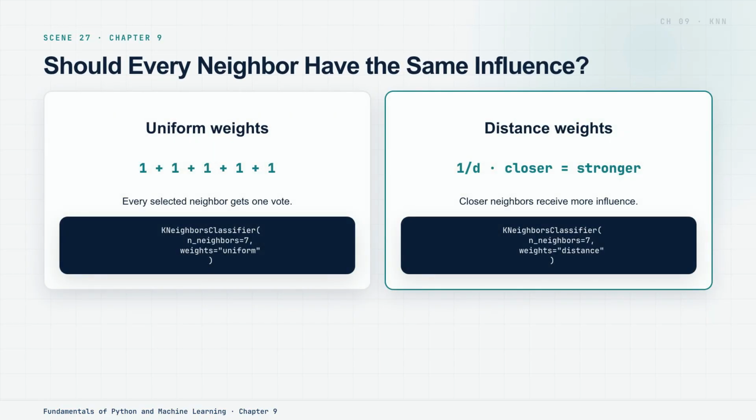By default, KNN uses uniform weights. Every selected neighbor contributes equally to the vote. With distance weighting, closer neighbors receive more influence than neighbors located farther away. Distance weighting can help when the nearest observations are more informative than the rest of the selected neighborhood. However, it can also make the model more sensitive to extremely close or duplicate observations. Both the number of neighbors and the weighting method can be treated as hyperparameters and evaluated through cross-validation.